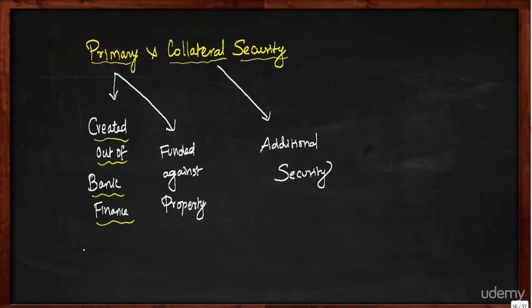For example, let's say the bank is giving a term loan for purchase of plant and machinery. Now this plant and machinery will become the primary security for the loan. So here the plant and machinery is itself created out of the finance given by the bank.